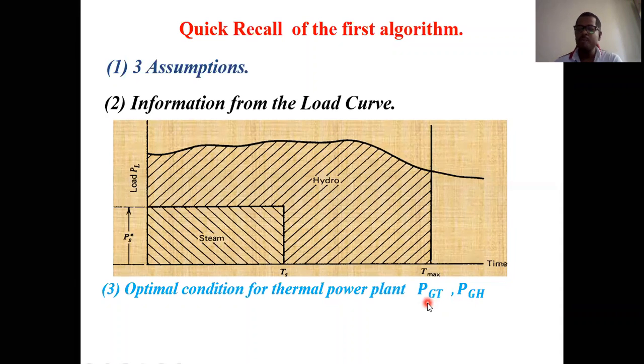PGT means how much power is generated in the thermal power plant. Similarly, PGH means how much power is generated in the hydropower plant. And PGT is also called PS star in this particular load curve, the SIP. So our target in this one is, first we need to find out PGT and at the same time PGH. This is during normal conditions. But when you are considering the hydropower plant, the most important parameter is time.